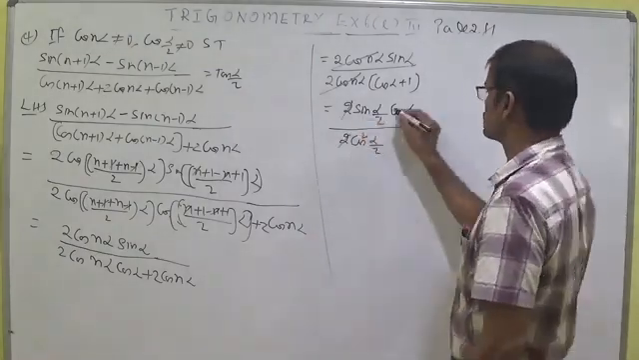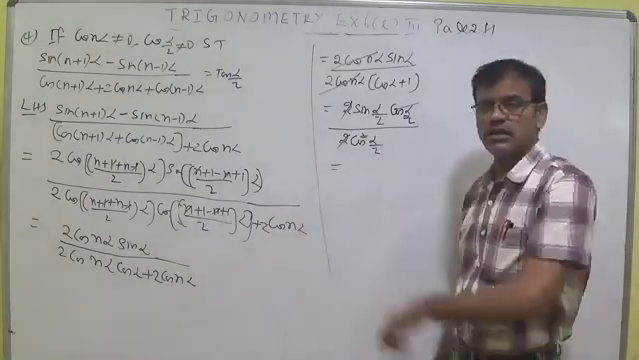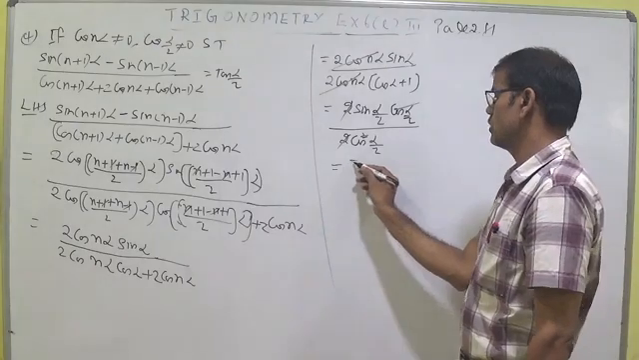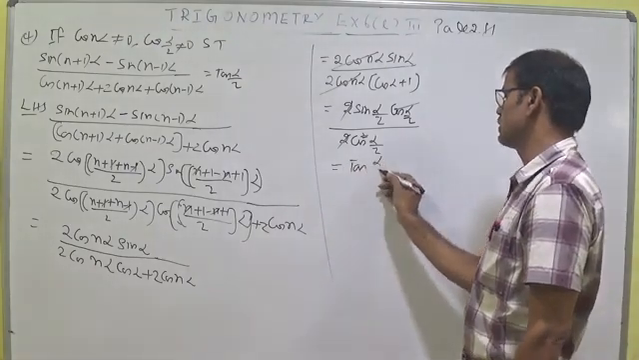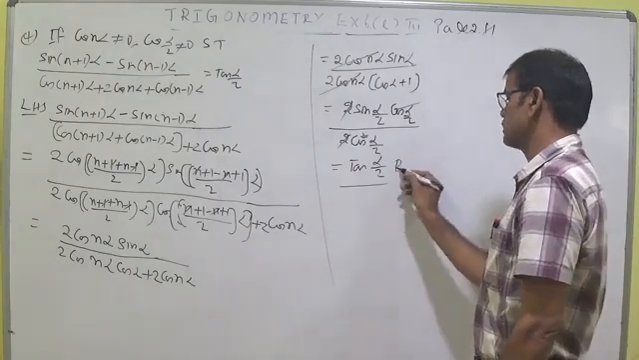The 2 gets cancelled, cos alpha by 2 terms will be getting cancelled. We have here sin alpha by 2 by cos alpha by 2. Everyone knows that sin theta by cos theta becomes tan theta. So this is tan alpha by 2. This is RHS.